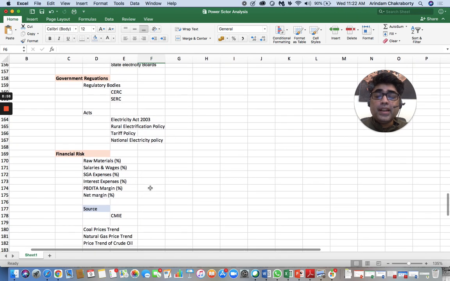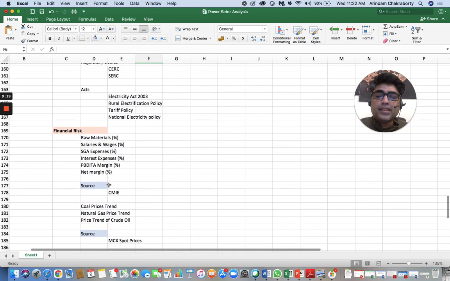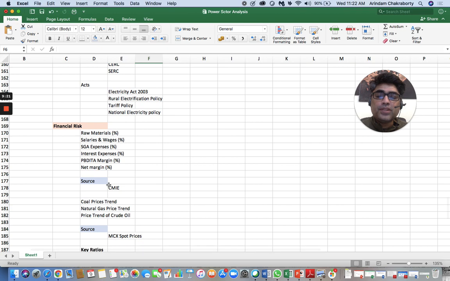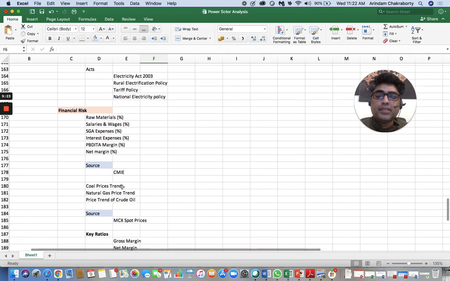Then we need to analyze, as an industry as a whole, what is the nature of financial risk. So we need to understand the raw material percentage, salaries and wages, SG&A expenses, interest expense, PBDIT margin, and net margin. What is the classification of this set of things in terms of percentages as an industry? A very good source for getting this piece of information is the CMIE database.